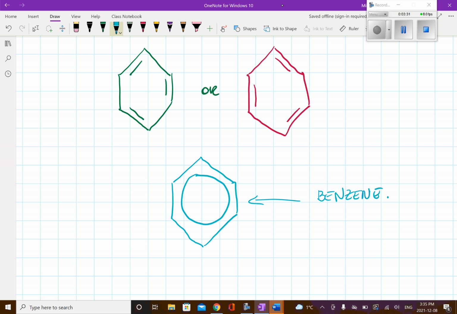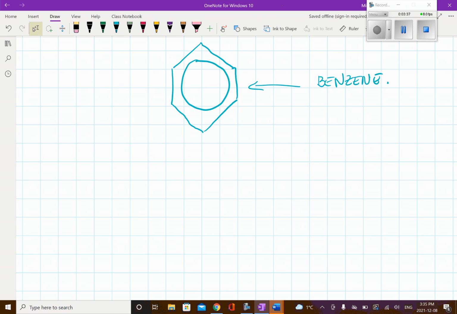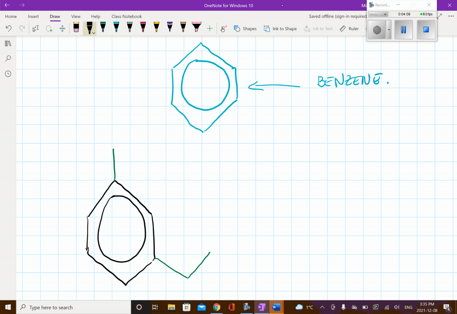And now let's see how we will name it if we have one branch or more than one branch. So let's suppose that we have this as a line structure. We have a benzene, and in one of the positions we see a methyl, and in the other one we see an ethyl. So this will be the line structure.